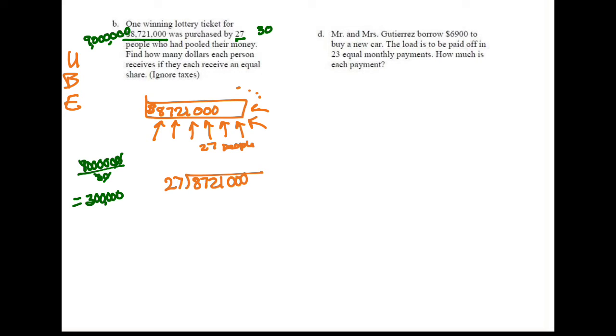Let's do some problems off here to the side. So 27 times 3, and I know this from a previous problem, is 81. Okay, so 3 times 27 is 81. Subtract to get a 6, bring down the 2.